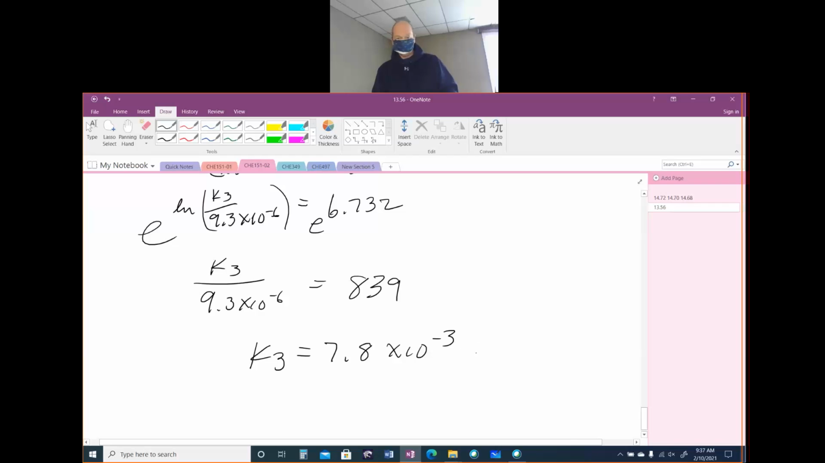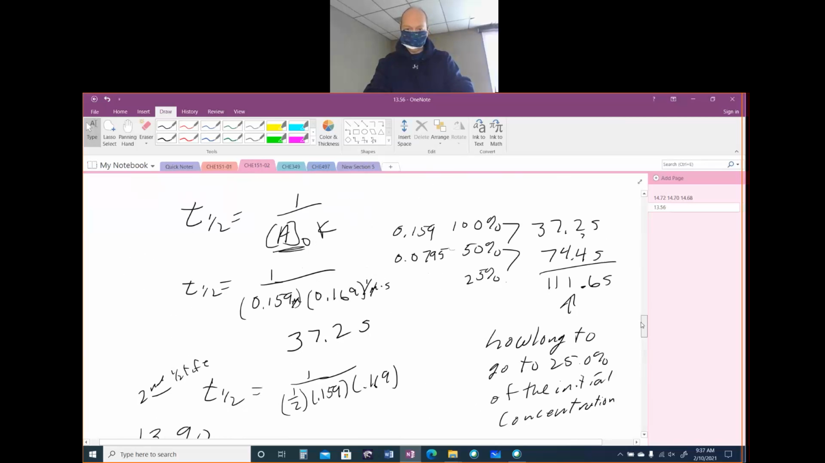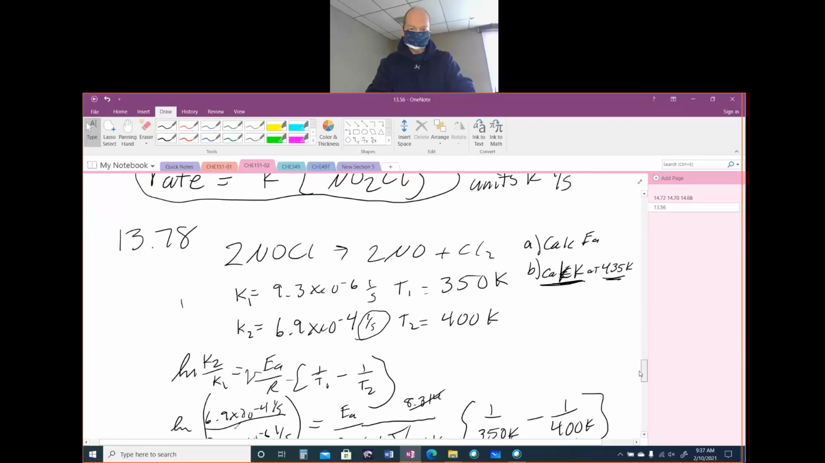Now, if you just put that, you're not going to have the right answer. It has to have units, and the units for this K are exactly the same as all the other units for K, which is 1 over seconds. Every time you have a K, it's 1 over seconds. The temperature does not change the order of the equation. So 7.8 times 10 to the minus 3. Let's go back up here to the original. K3 was 7.8 times 10 to the minus 3 at a temperature 3 equal to 435.